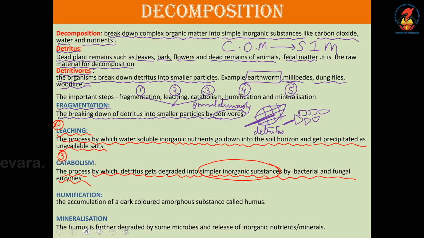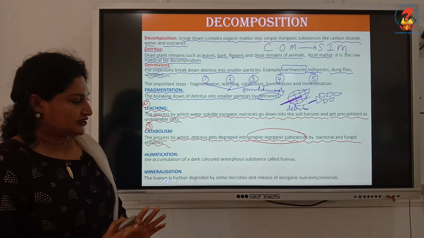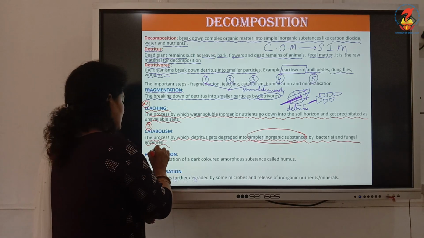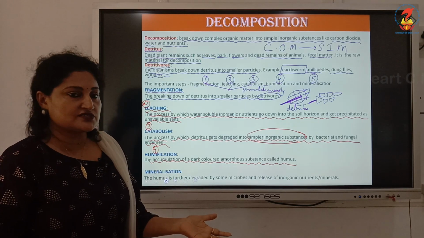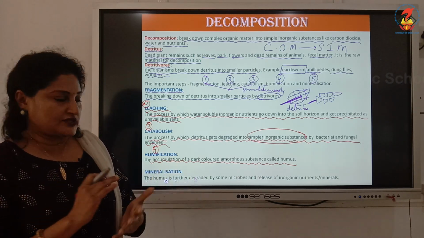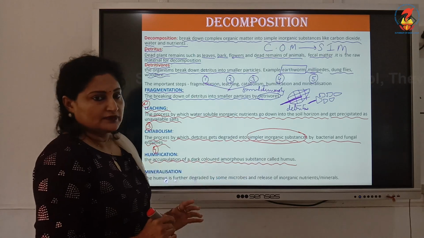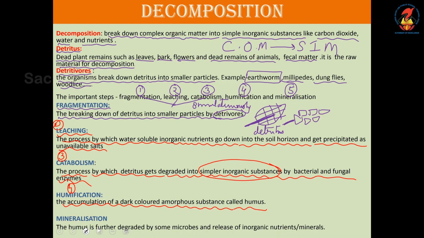So that is done mainly by the bacteria and fungus. These three processes are occurring simultaneously. Then the fourth step is humidification, the accumulation of a dark colored amorphous substance. Further action results in the production of a dark colored amorphous substance, which is called humus. And then the humus is converted into minerals.